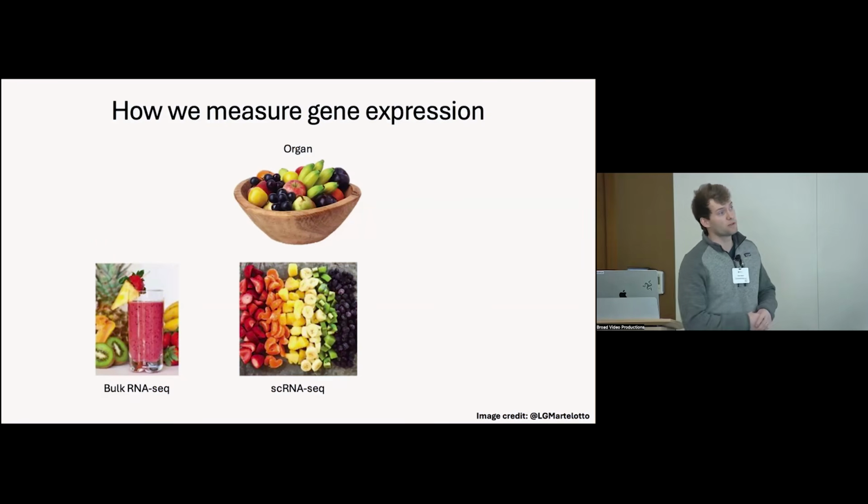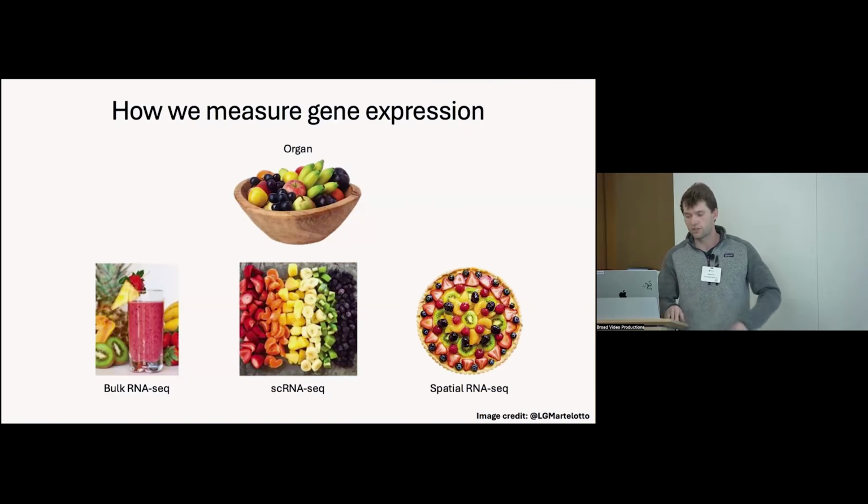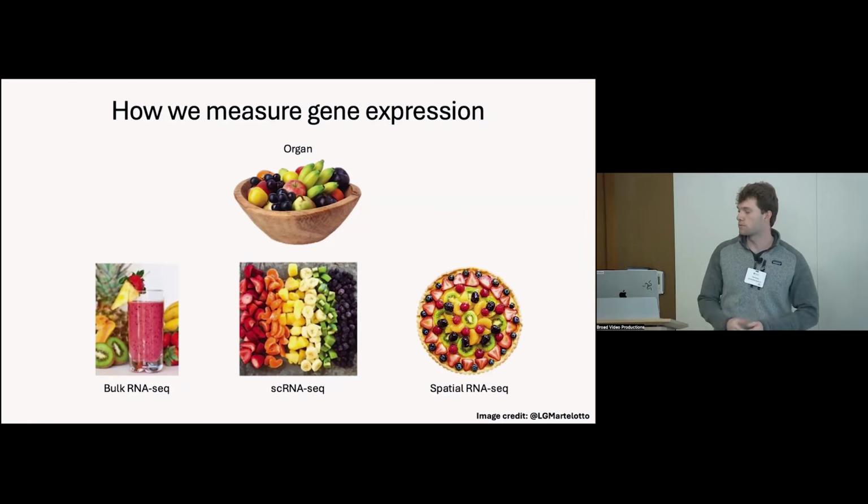So in this example, we have our organ, which is the fruit basket. And with this fruit basket, we have a bunch of fruit. And so we can get exactly what fruits are where and what fruits are expressing genes. And then we have spatial RNA-seq. Say we have this fruit basket and it becomes a fruit platter. So we know exactly where these fruits are in this fruit platter. We know where the strawberries, blueberries are, et cetera.